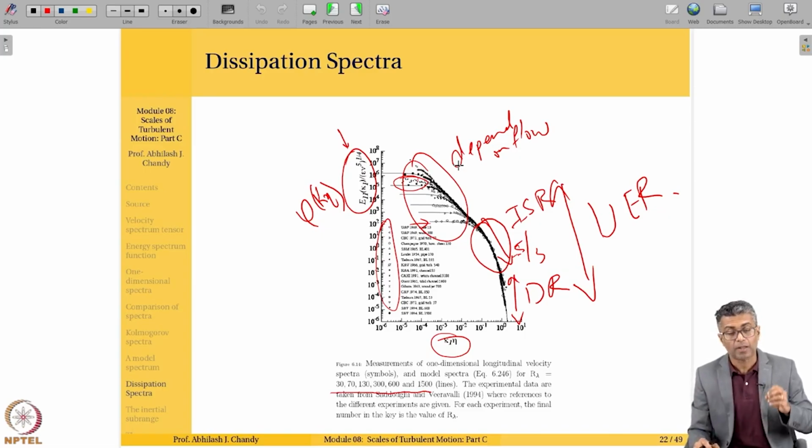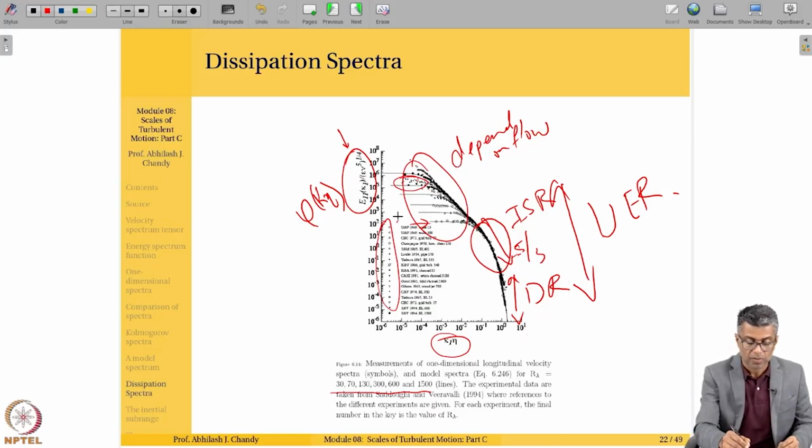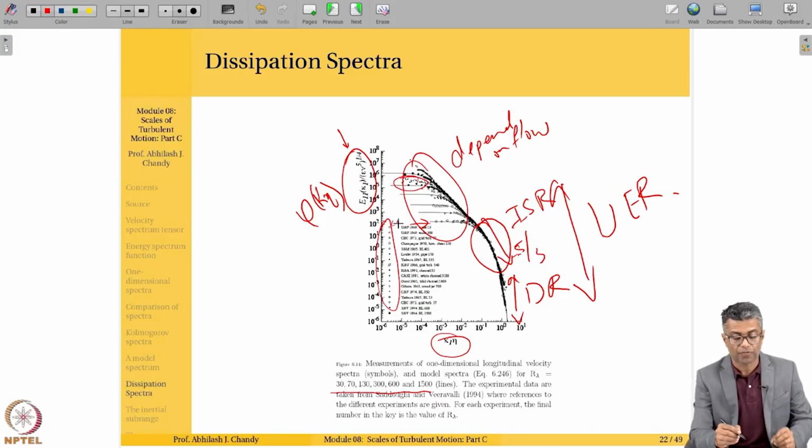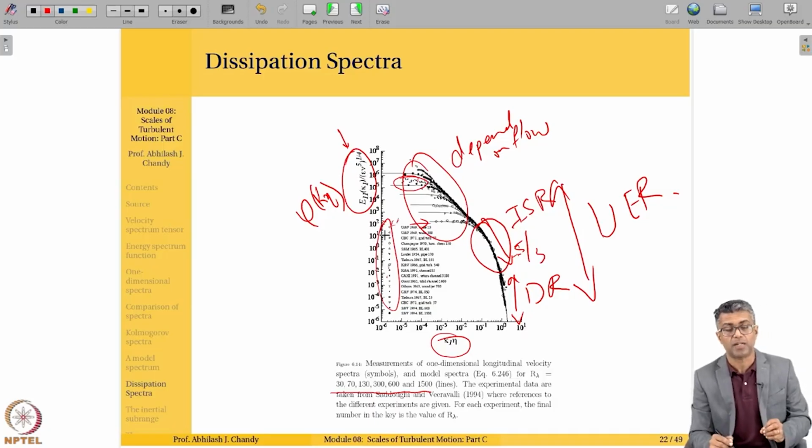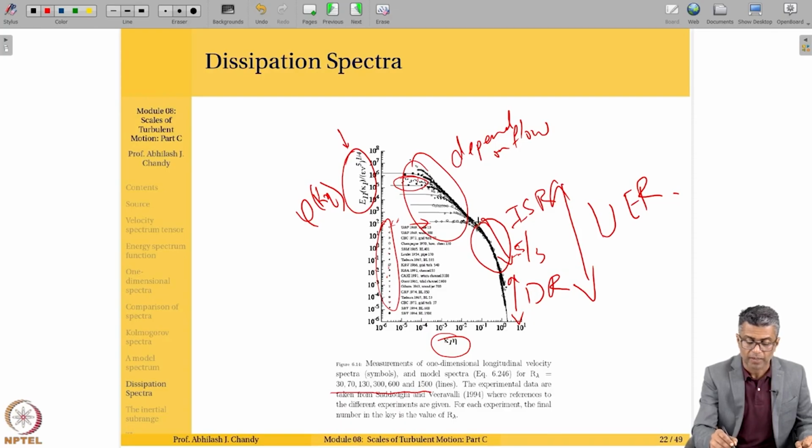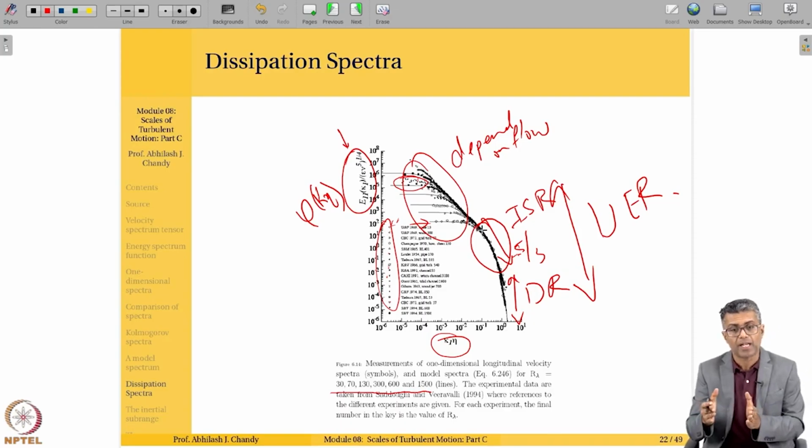As you can see, there are multiple data sets in here, and all of these are different data sets. Some of them are grid turbulence, some of them are channel flows, some of them are boundary layer flows, and there are different Reynolds numbers in here. In spite of that, you see all the data sort of overlapping as you go to higher kappa eta.